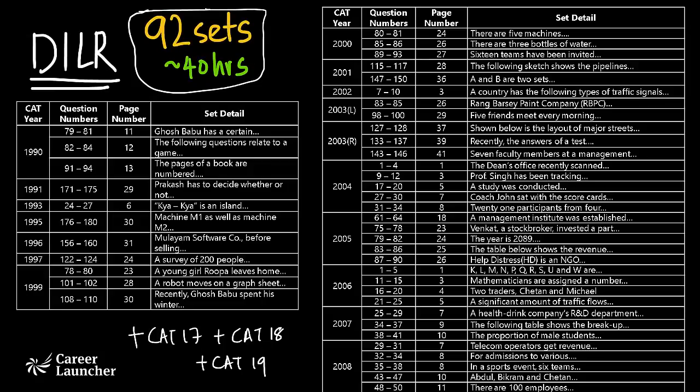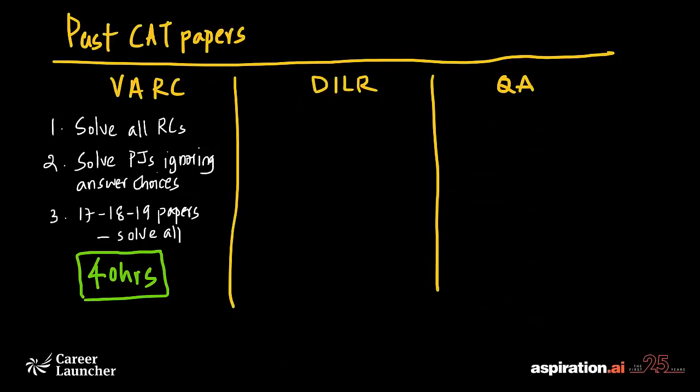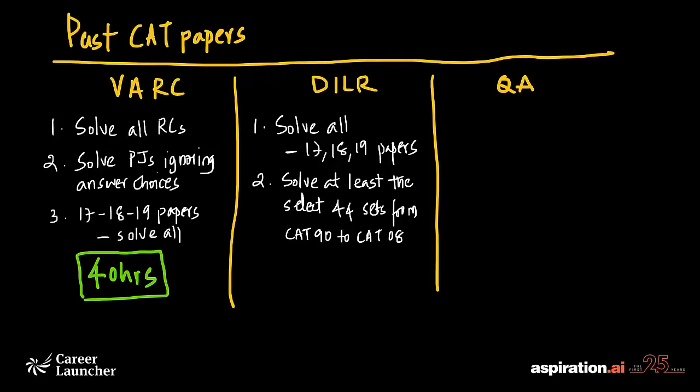Now you could probably pause the video, take a snapshot of this and keep it for your reference. And when you solve it, ensure that you solve all these questions for sure. Of course, you can solve the rest of them, you can finish everything, but at least you must ensure that you definitely solve all these questions. For DILR, 1. Solve all the 17, 18, and 19 papers for sure. Number 2, solve at least the select 44 sets from CAT 1990 to CAT 2008. That should take about 40 hours of effort.